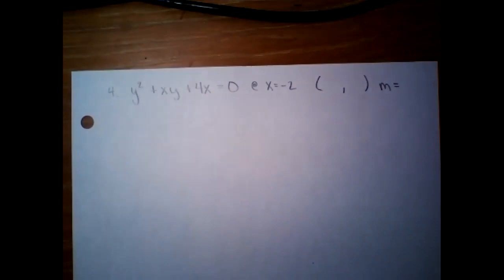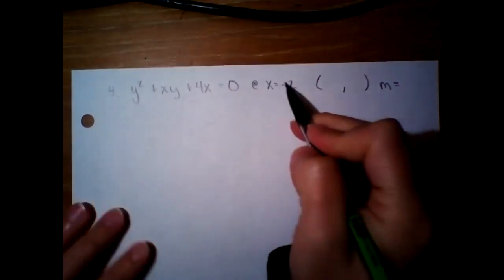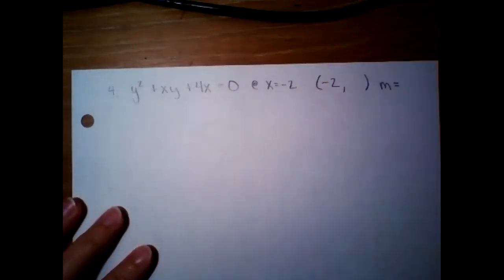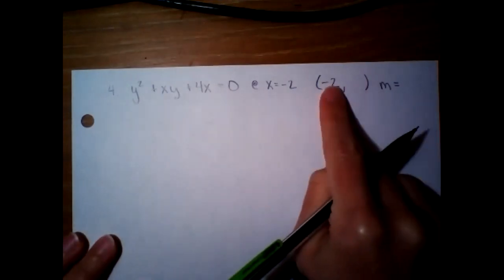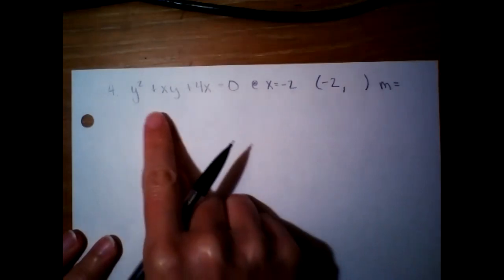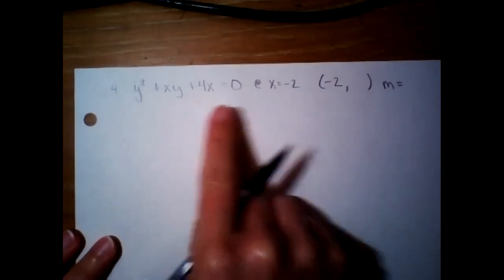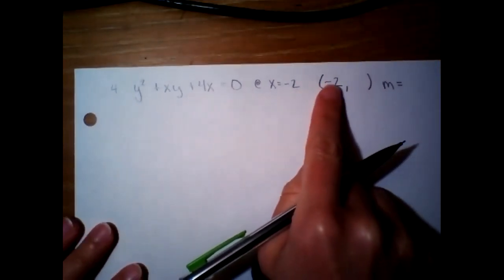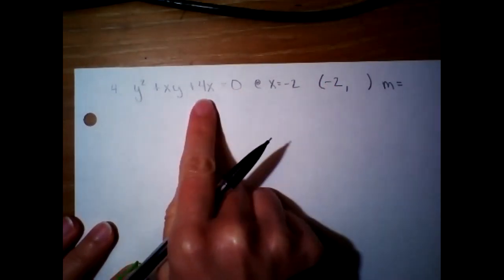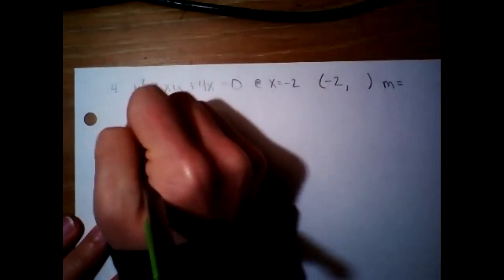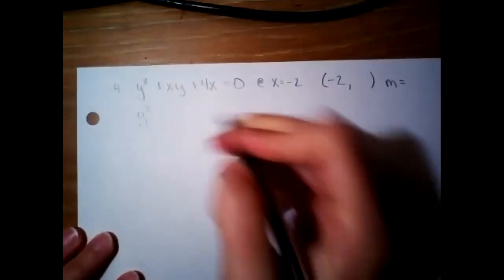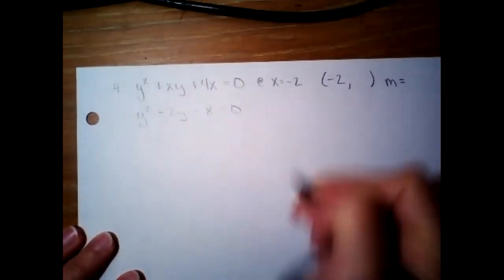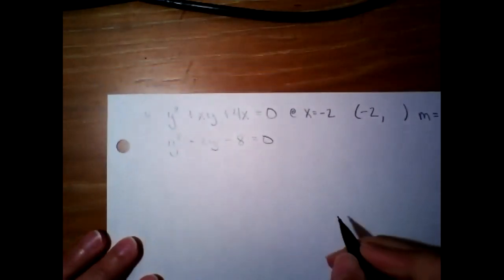Good, nice job, guys. All right, so the point of tangency is going to be at x equals -2, so that's going to go right there. And just like usual, to get the y point, you're just going to plug in x. So the x's and y's are all kind of jumbled together, but it's the same concept. You're just going to take -2, plug it in for x, and solve for y. So if we plug in -2 for x, that's going to give us y squared minus 2y minus 8 equals 0. And so we're going to factor that.